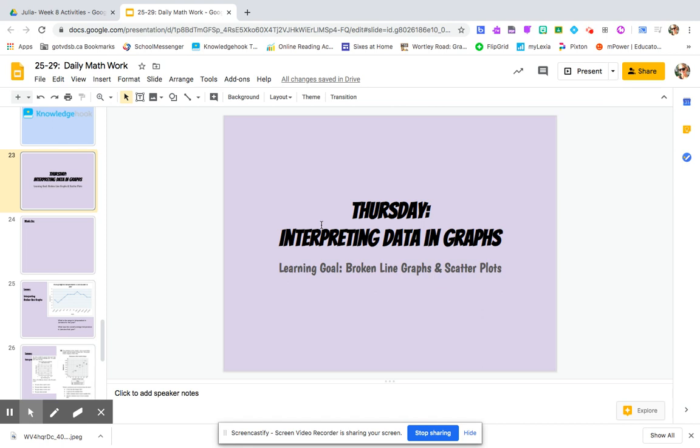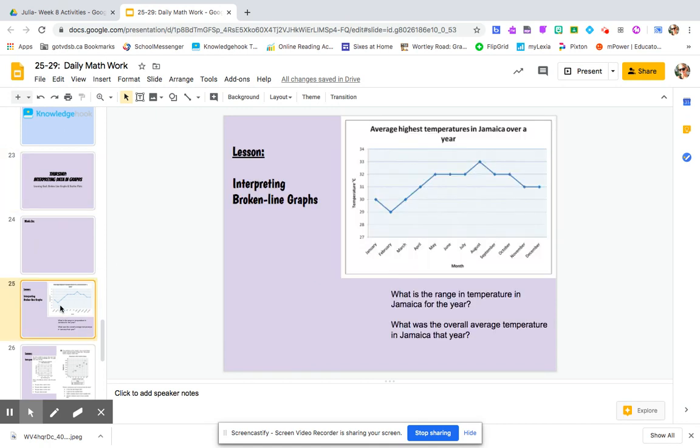Hi everybody. Today we are continuing to interpret data in graphs, and we are going to look at broken line graphs and scatter plots today. Scatter plots are relatively new for grade 6s, so I'll spend a little bit more time on that, but I will review broken line graphs first. All right, so to start off with, we're going to look at a broken line graph.